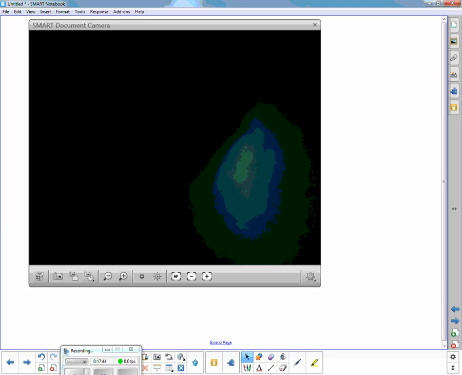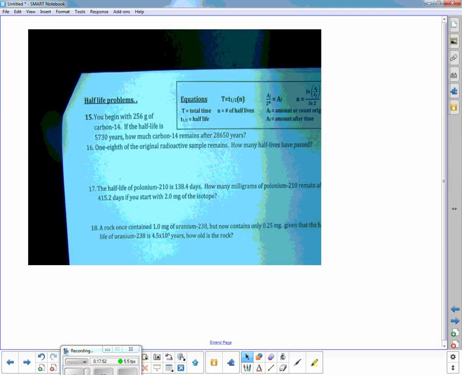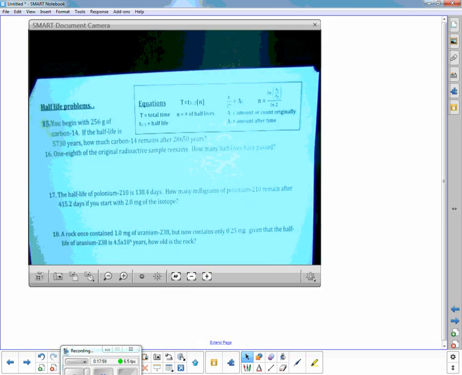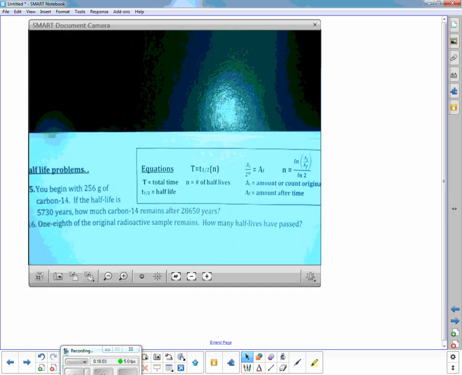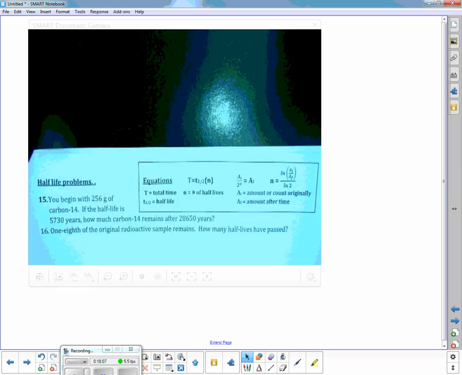Okay. Would you get out your daily work? I'm going to do the first two with you for today. Daily work, we're looking at day 4, half-life problems. That's Mr. Banks, if you don't know him. He is a physics teacher here. And if you haven't had physics, you probably need to do it before you leave high school.